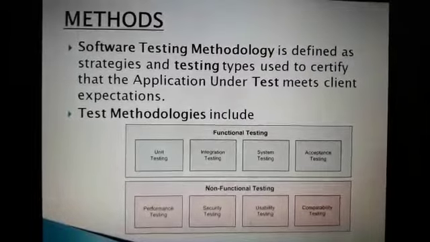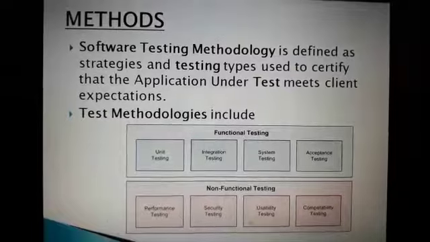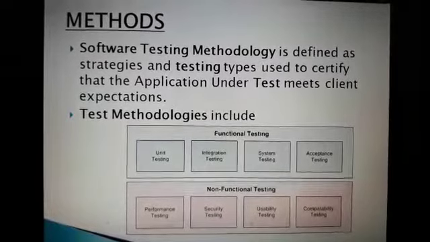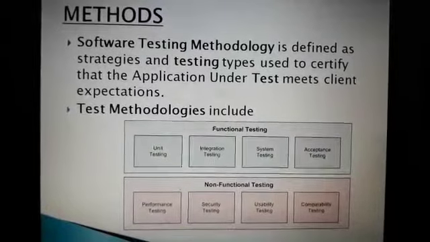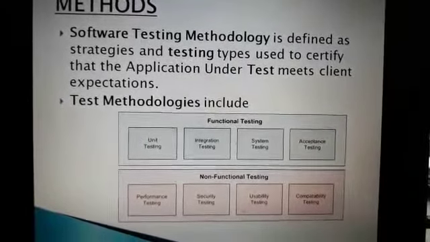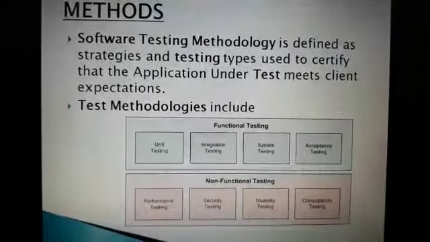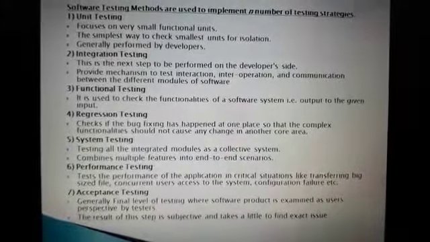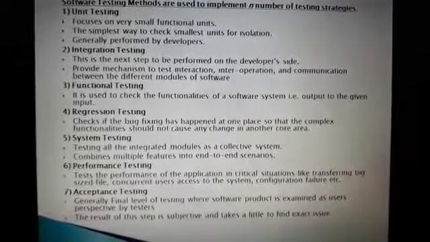Under functional testing, there are four methods such as unit testing, integration testing, system testing, and acceptance testing. Under non-functional testing comes performance testing, security testing, usability testing, and compatibility testing. So these are some of the testing types which are briefed.